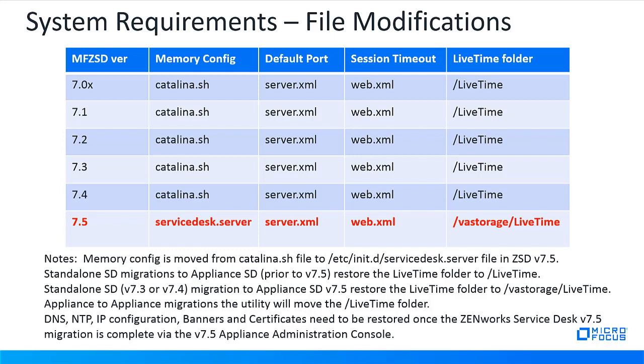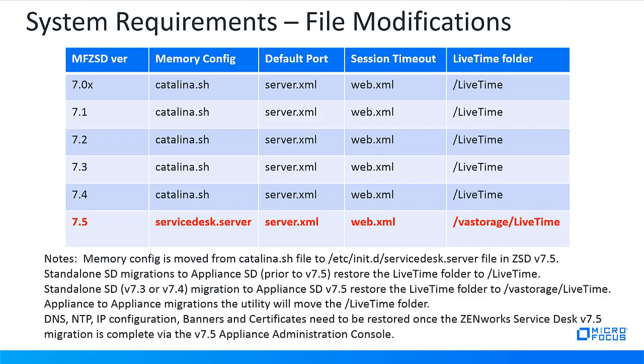If your migration process, migrating from Standalone to Appliance, is prior to version 7.5, restore the lifetime folder to the installed root. If in your migration process you are going from Standalone version 7.3 or version 7.4 for that matter, migrating to version 7.5 Appliance, then restore the lifetime folder to the VA Storage lifetime folder. This is that additional volume required for the version 7.5 appliance.